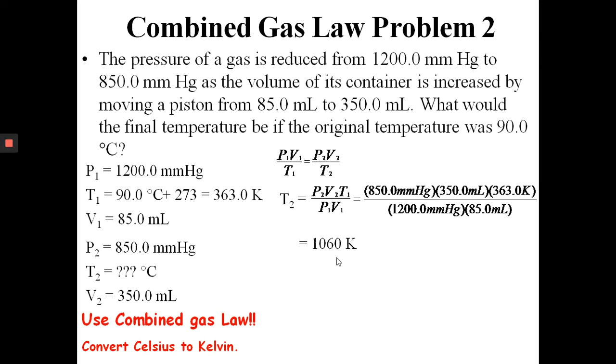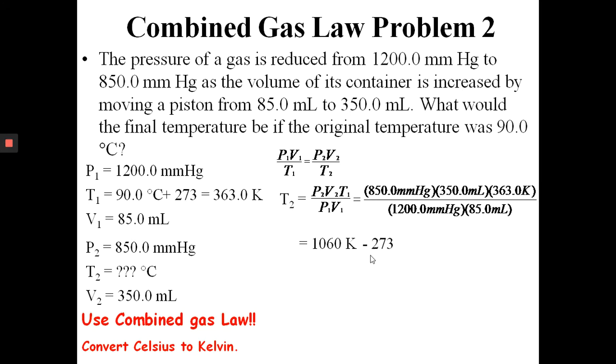And if you need to convert this answer to Celsius, well, since the temperature I gave you was originally 90.0 Celsius, I'm going to go ahead and give my final answer in Celsius. So we're going to have to now convert the Kelvin into Celsius by, this time, subtracting 273.